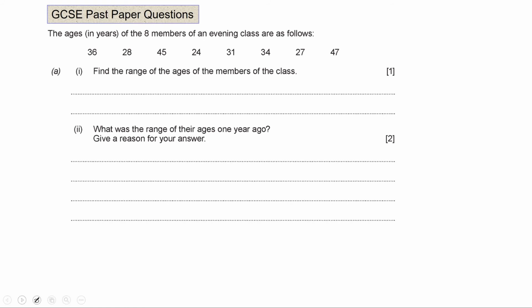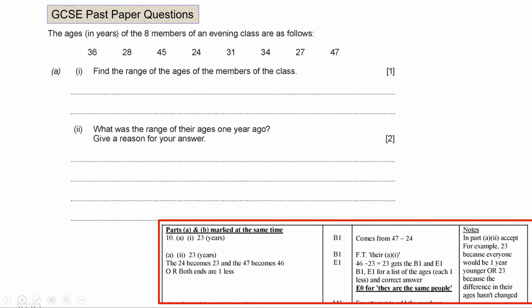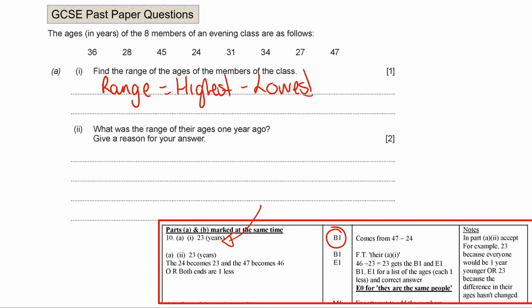So I've got the marking scheme here to help us as well when looking at where the marks are. So here, looking at the marking scheme, we'll get 1 mark for that 23. How do we get that answer of 23? So remember that the range is the highest number, take away the lowest number. So looking at this list, the highest number is 47. The lowest number here is 24, and 47 take away 24 is going to give you a range of 23. So that's going to be 1 mark.